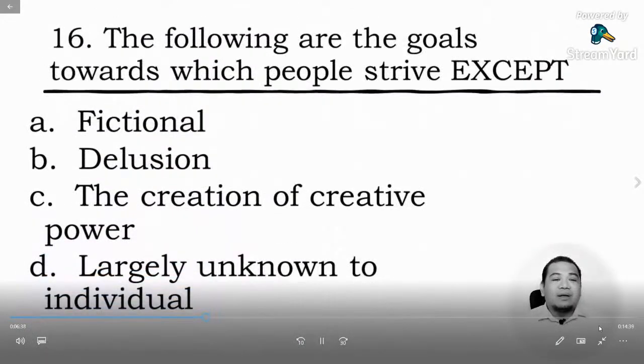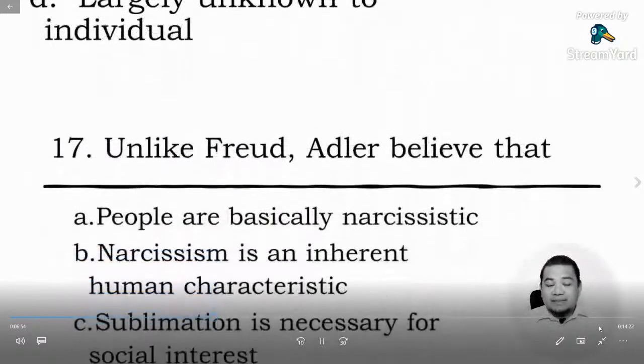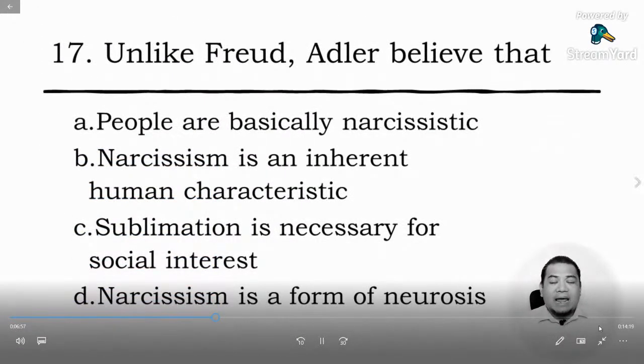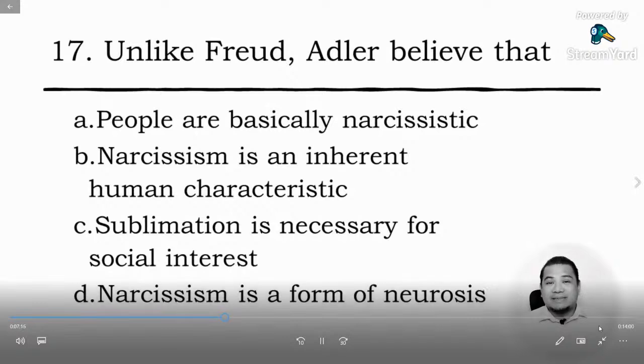Number 16. The following are the goals towards which people strive, except A. Fictional, B. Delusional, C. The creation of creative power, or D. Largely unknown to the individual. Number 17. Unlike Freud, Adler believed that A. People are basically narcissistic. B. Narcissism is an inherent human characteristic. C. Sublimation is necessary for social interest. Or D. Narcissism is a form of neurosis.